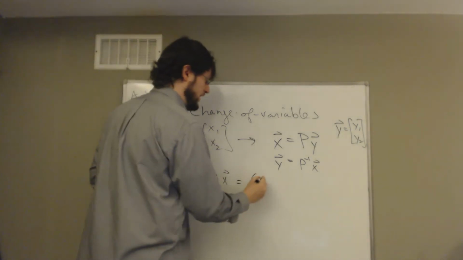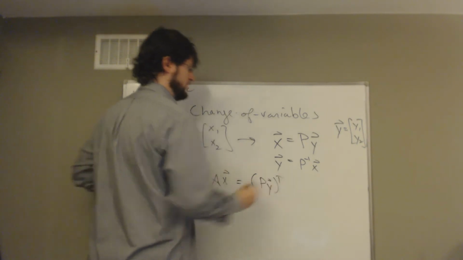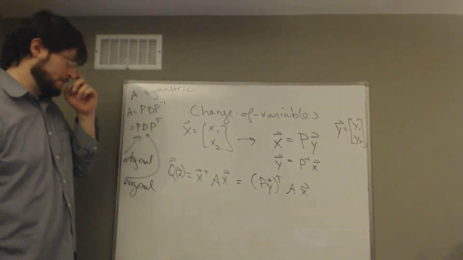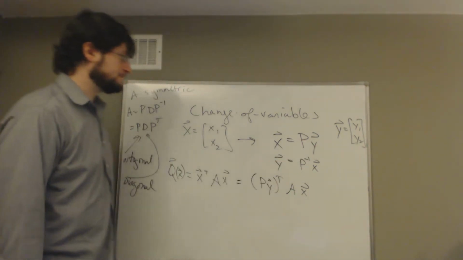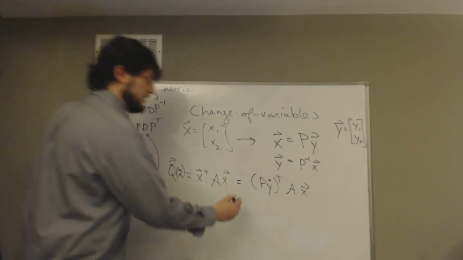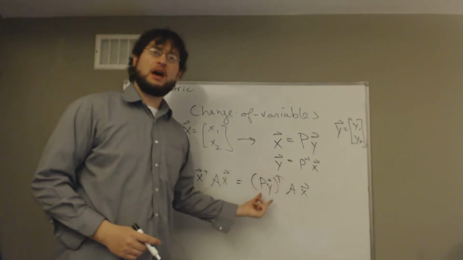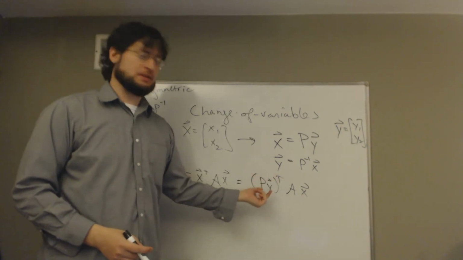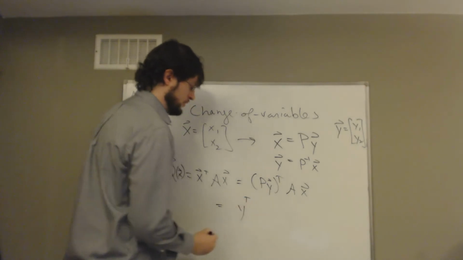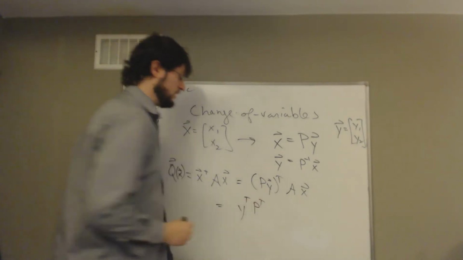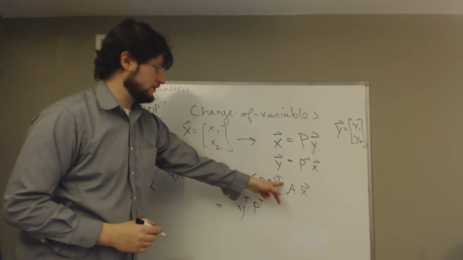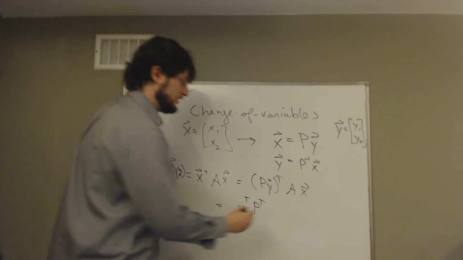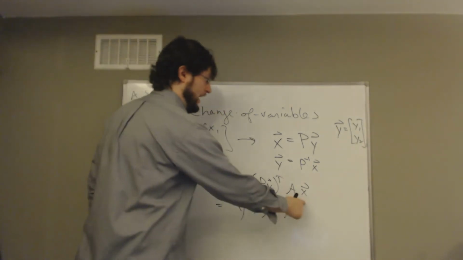But x transpose is then Py transpose times A times x, because x is just Py. Now when I transpose a product, it's much like inverses. We can transpose each of the pieces, but then we have to flip the order as well. So this becomes y transpose times P transpose. I've distributed my transpose to each piece, but I have to flip the order in which we see the pieces, times A times x, but x is Py.